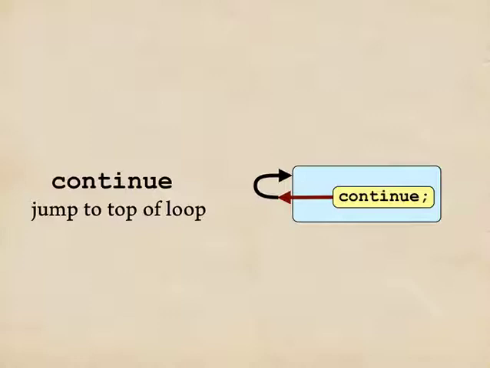If it's a while, we do the test. If it's a for loop, we do the update and then the test. Processing doesn't care. It just says, oh, here I am suddenly at the top of the loop. I will proceed as before. The idea is that if you have lots of statements after continue that you've decided you don't need to execute this time through the loop, you can just skip them altogether.